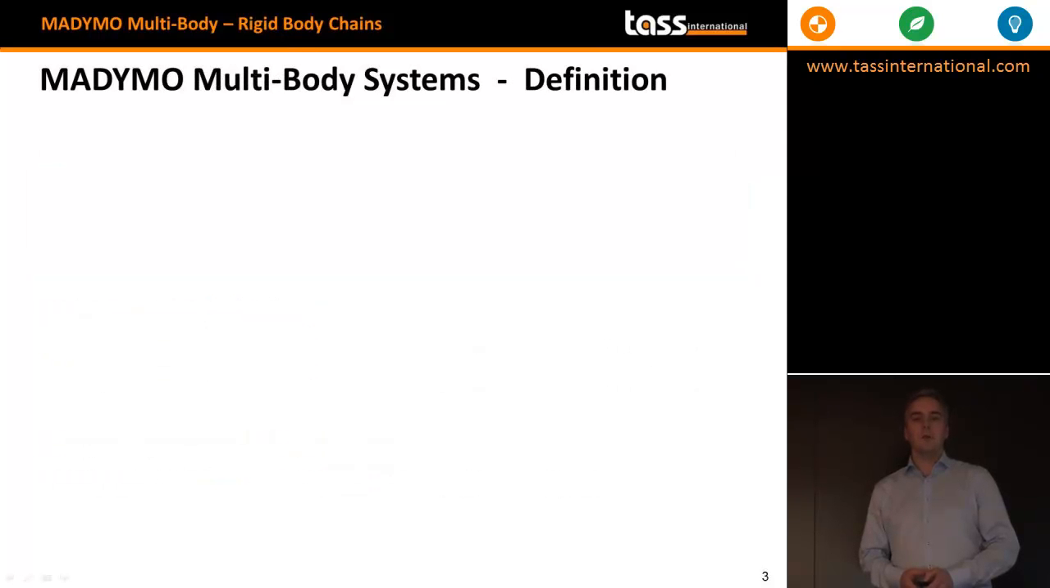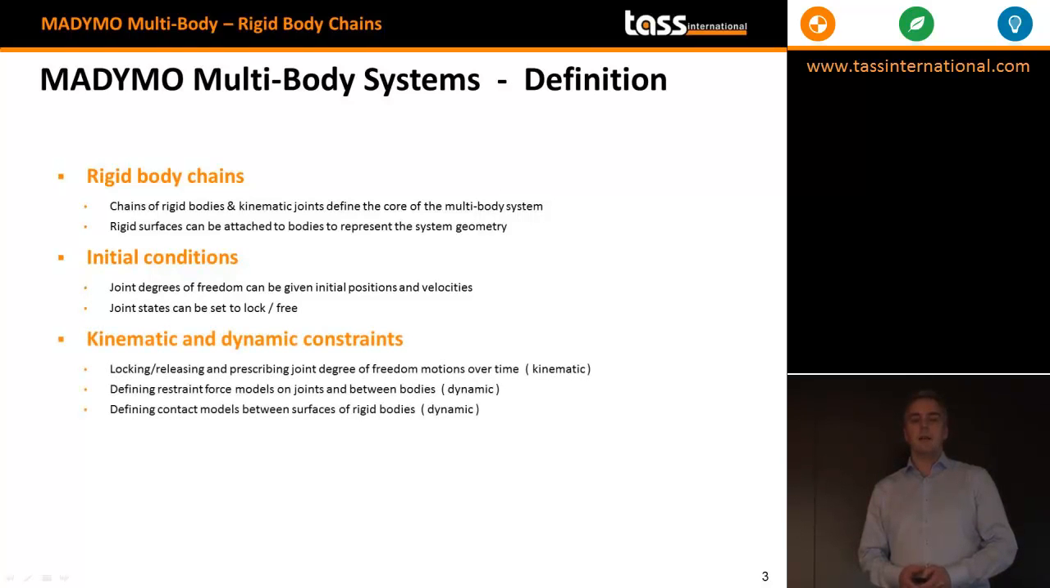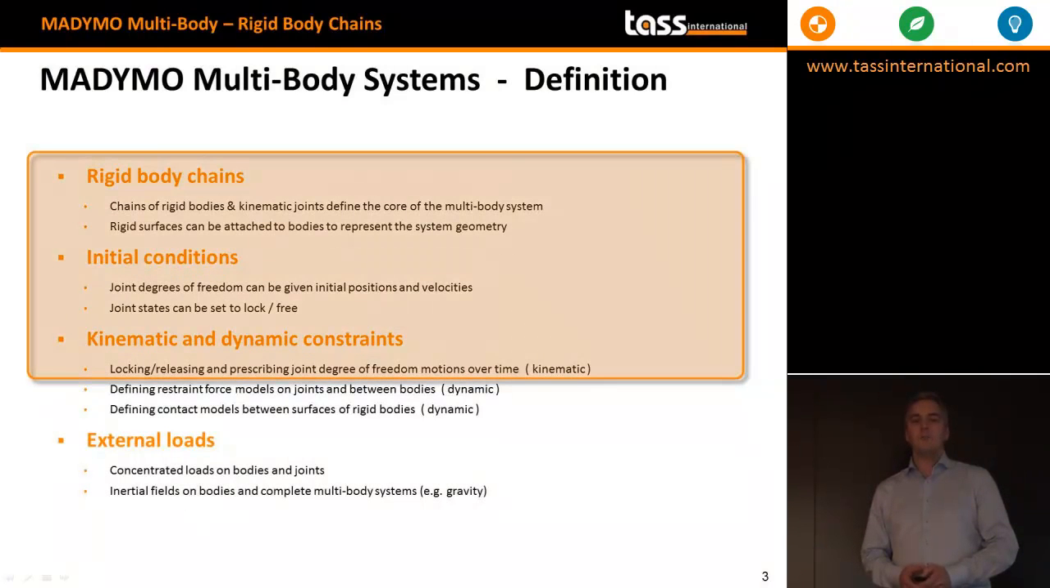The definition of MADYMO multi-body systems starts with building up a rigid body chain. A rigid body chain is a chain of rigid bodies and kinematic joints that basically forms the core of your multi-body system. In addition, rigid surfaces can be modeled to represent the geometry of the system that you're modeling. Once your system is defined, you can apply and define initial conditions, kinematic and dynamic constraints, and apply external loads. In this session we will focus on the rigid body chains, the initial conditions, and the kinematic constraints.